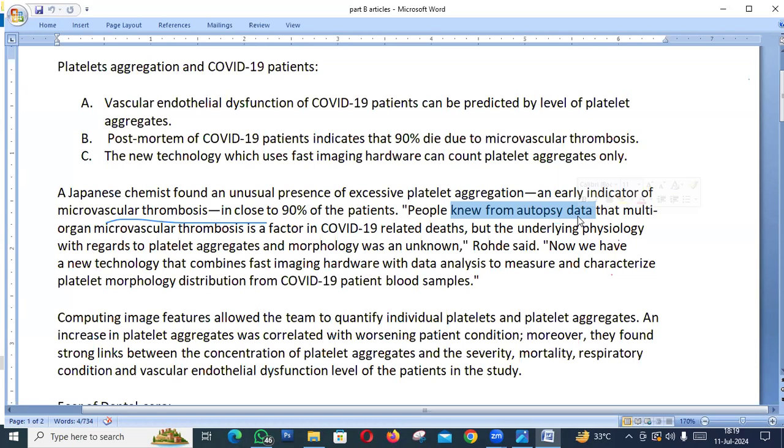No, in the question, what is your keyword? In the question B, it's microvascular thrombosis. Yeah. No, but read the next line. But the underlying physiology, 90%. 90% is close to 90%. So this is your keyword. Wherever you see 90, your answer will be close to that part. It could be written in 2 places also, but your answer is close to this.